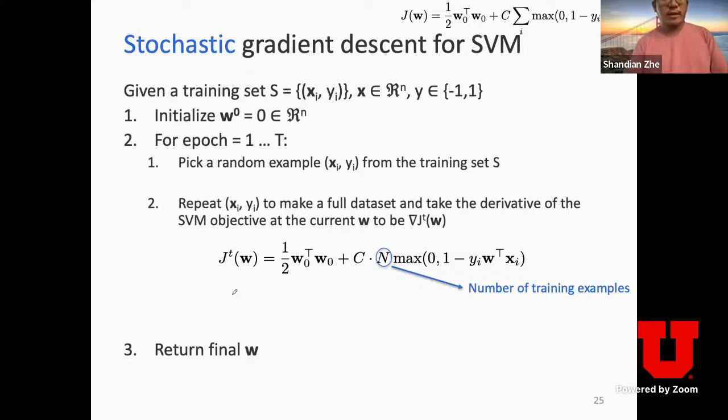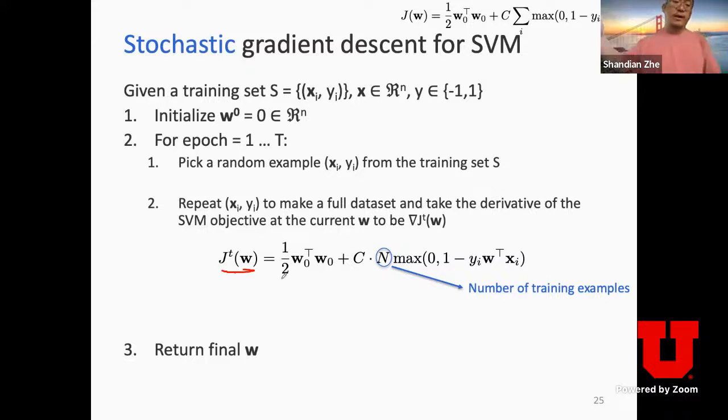And then you just calculate the gradient of the total loss on the fixed data set and use that gradient to update the model. This procedure is called stochastic gradient descent. Any questions regarding this procedure? I feel it's pretty straightforward.